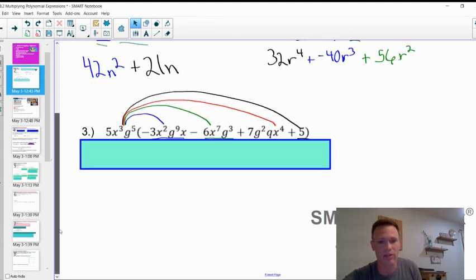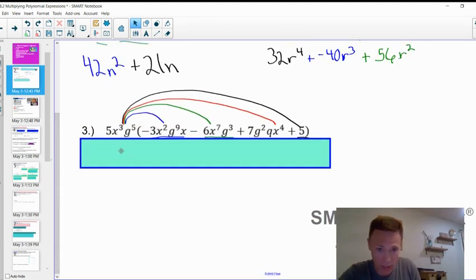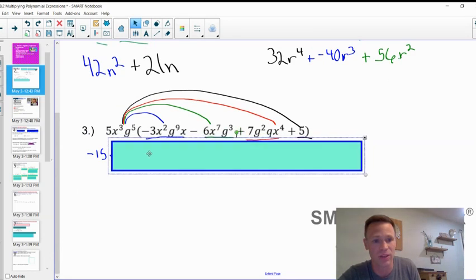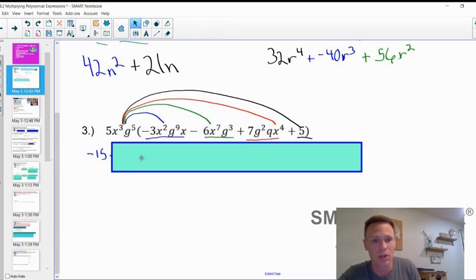The last one is kind of a beast, but we can do it. So we take a look. We have to multiply the 5x to the 3rd, g to the 5th times the first term. So we get a negative 15 for multiplying the numbers. We get a x to the 6th because there's 2 x's here and 1 x there, plus another 3 x's here. So that's a total of 6 x's. And then g to the 14th.